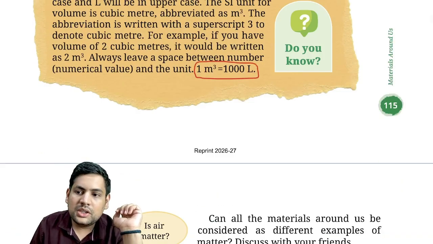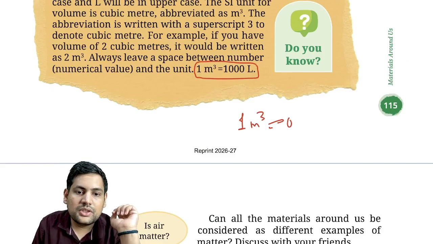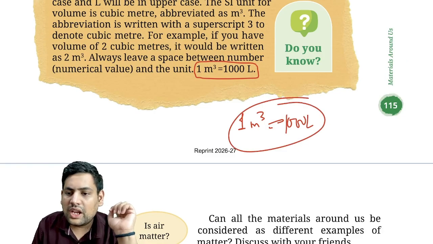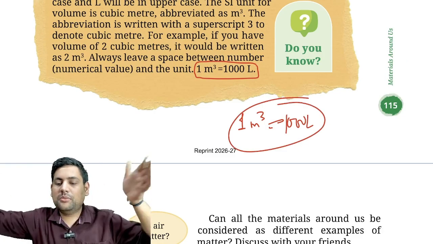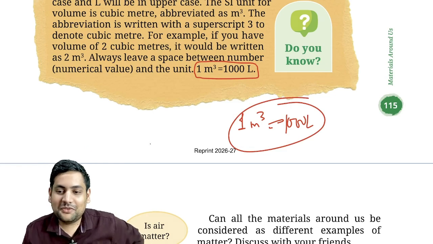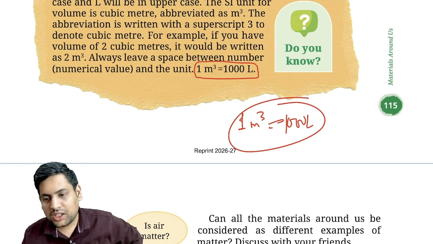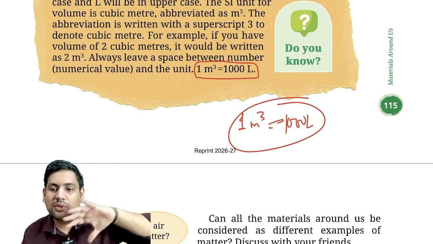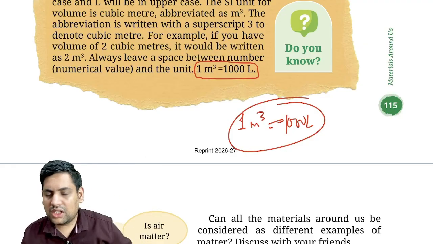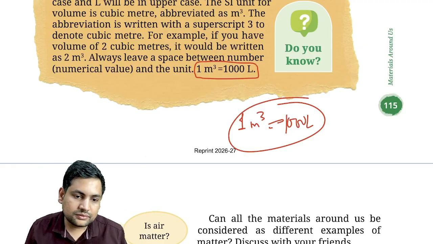Then next thing it talks about is that 1 meter cube is equal to 1000 liter. Okay, 1 meter cube means 1 meter, 1 meter, 1 meter. If you take a cuboid like this, which is one meter on each side, that cube. So what will be the volume of that cube? It will be 1000 liters.